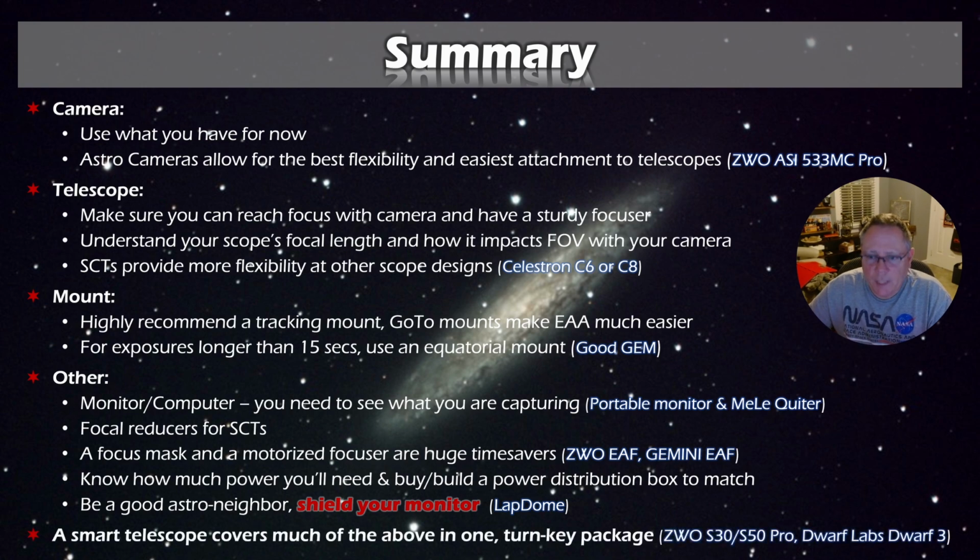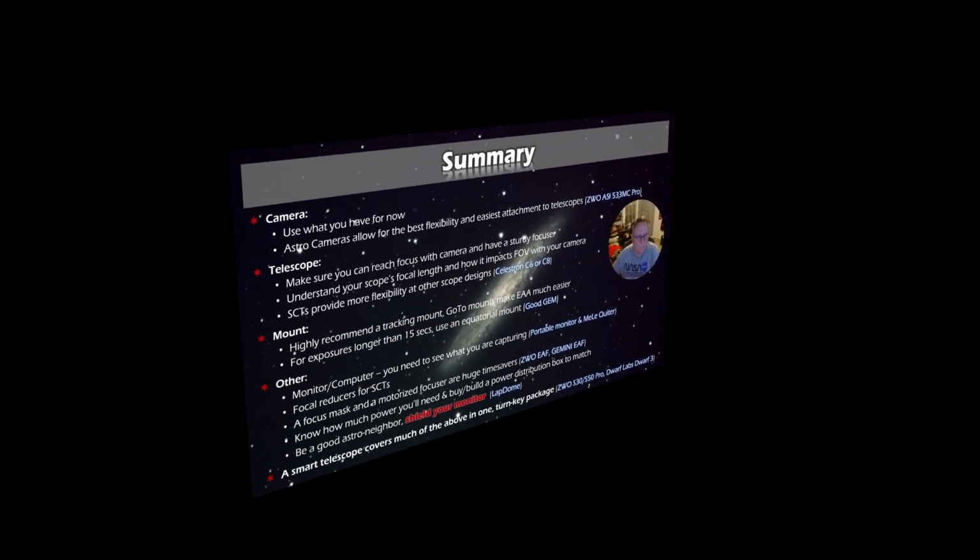And last but not least, especially if you're just getting started, a smart telescope covers a lot of the above in one turnkey package. And I would highly recommend either the ZWO S30 Pro or the soon-to-be released S50 Pro, or you can check out some of the Dwarf Labs offerings as well. Also very good smart telescopes.